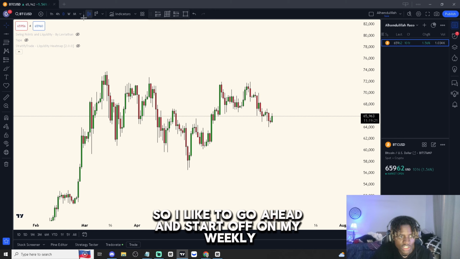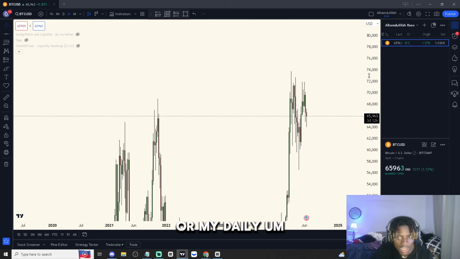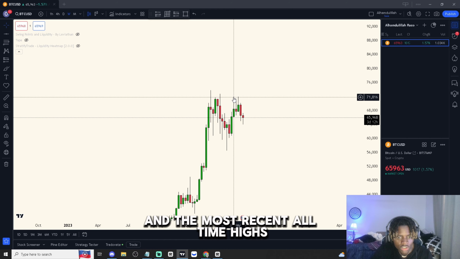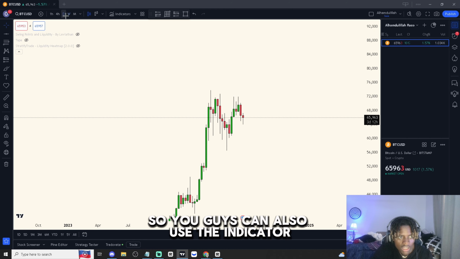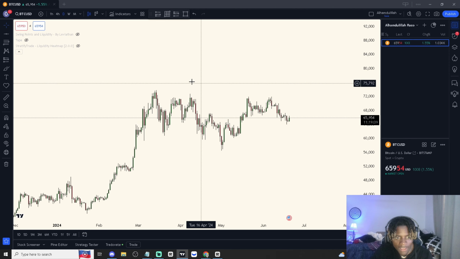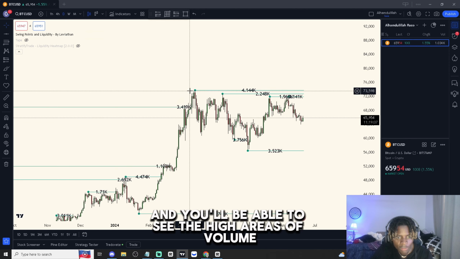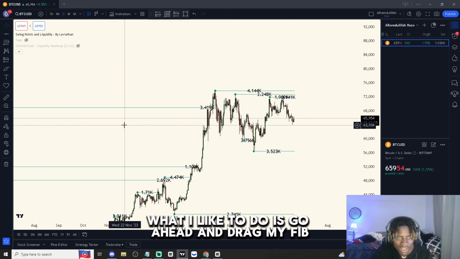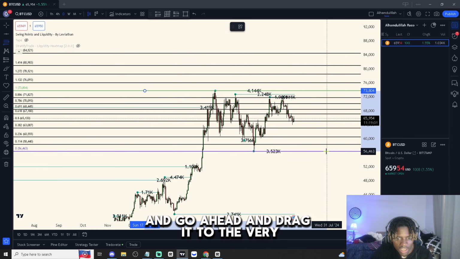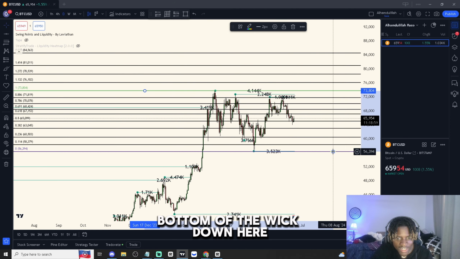So I like to go ahead and start off on my weekly or my daily. When I'm on the weekly or daily, I like to look for the most accurate lows and the most recent all-time highs. You guys can also use the indicator Swing Levels and Liquidity by Leviathan, and you can click on the eyeball here and you'll be able to see the high areas of volume. What I like to do is drag my Fibonacci retracement from the very top of this to the very bottom of the wick down here.